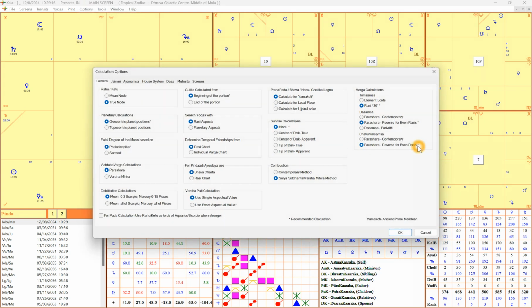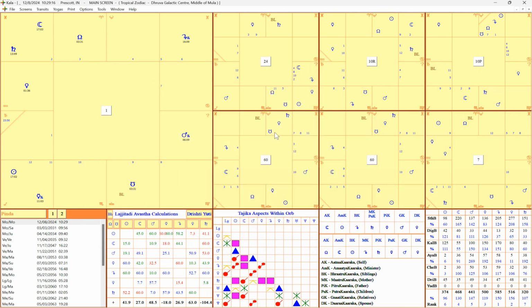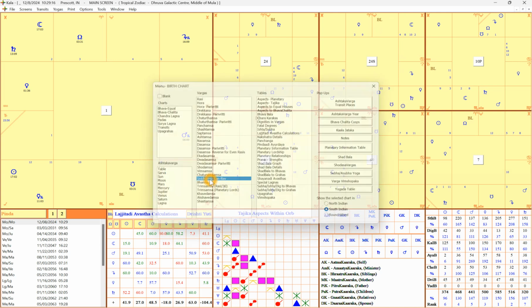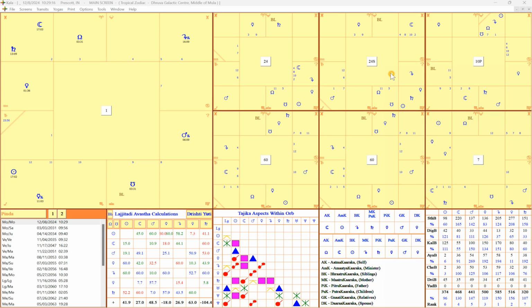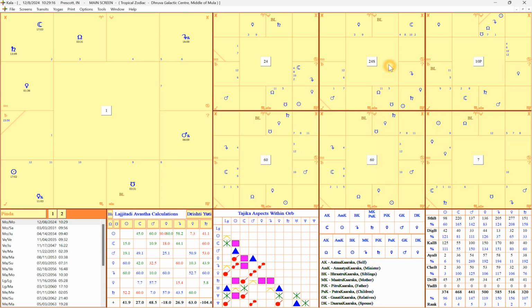Okay, then the Chaturvimsamsa is the 24th Varga. We have two different options for that. One is we go reverse for even signs. The other one is we do not go reverse for even signs. So let's pull up those two charts. One is the Chaturvimsamsa, and one I call the Sidhamsa, and it says Cancer reverse. Okay, now, how the Sidhamsa is calculated is really strange.